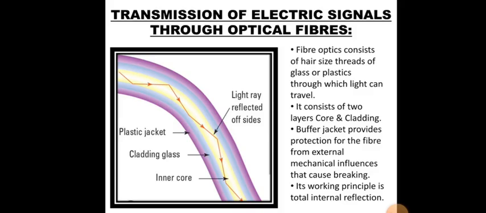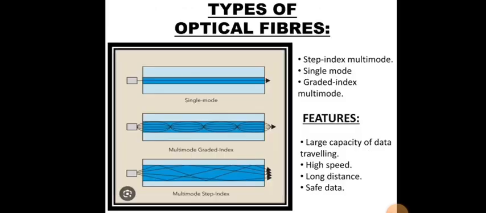There are three types of optical fibers. The first is the step index multimode. The rays at low angles are reflected due to total internal reflection and travel along the fiber. Other rays are absorbed by the surrounding material. This type of fiber is best suited for transmission over very short distances.